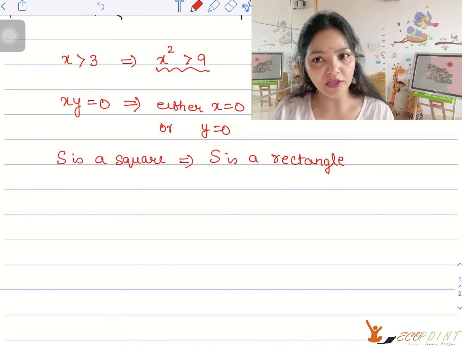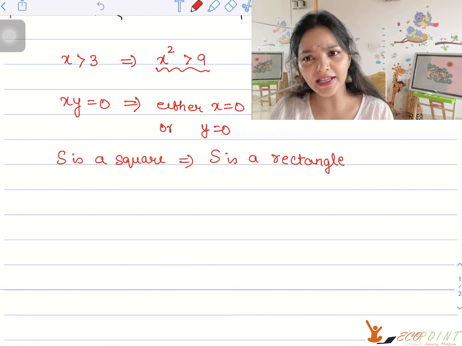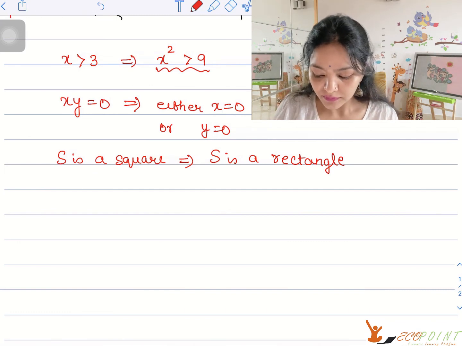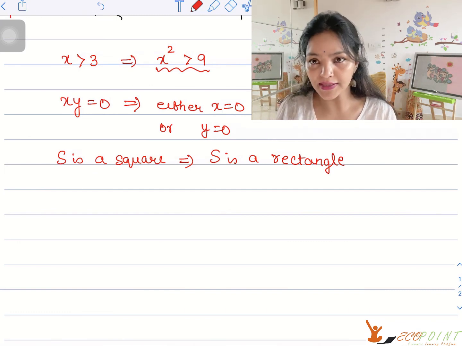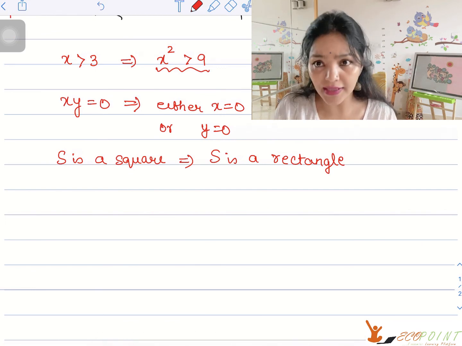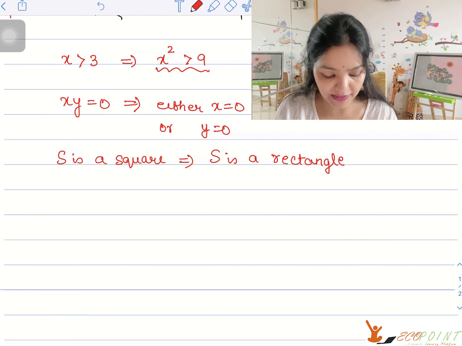So are you getting the logic behind it? In case you pick a square, it automatically is a rectangle, right? It has 4 sides. It has 4 equal sides for that matter. That's an additional property, but it has 4 sides. It's a rectangle, and the sides are parallel to each other and at 90 degrees, right?